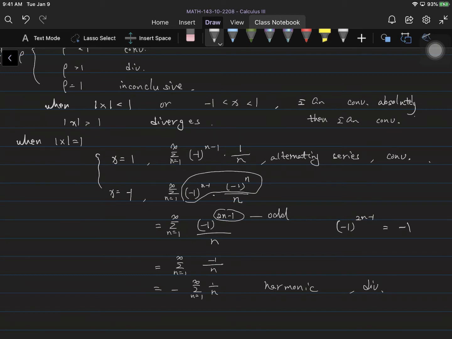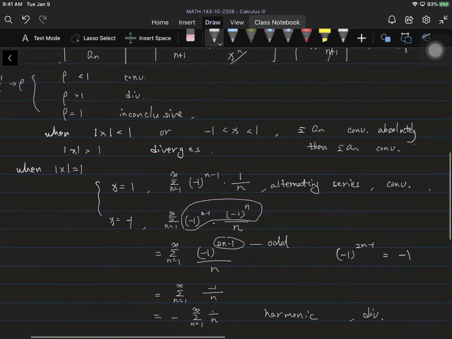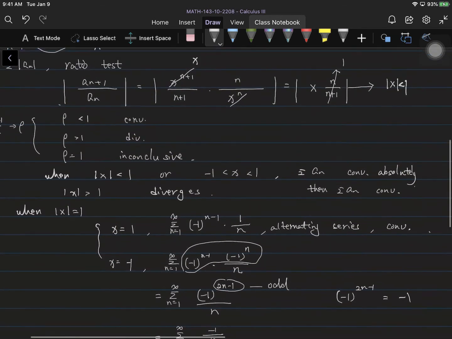Okay, so now let's take a look at this problem. For what values does this series converge?